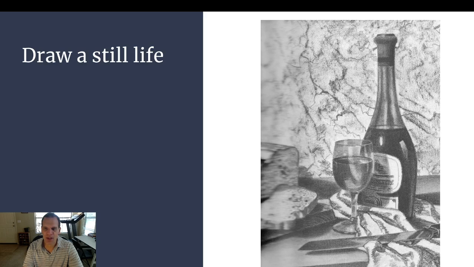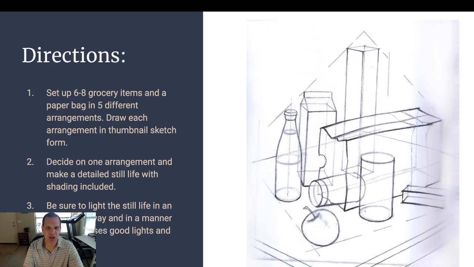Okay, the second assignment, and this encompasses the 2 main assignments for the week, is to draw a still life. Here are the directions for the still life if you are working from home. What I'd like you to do is set up 6 to 8 grocery items and a paper bag, if you can find a paper bag, that is optimal. Put them in composition and mess around with them in 5 different arrangements.